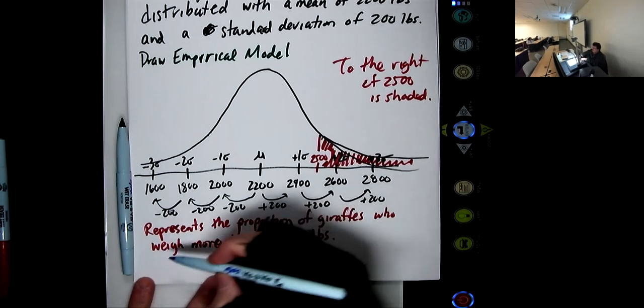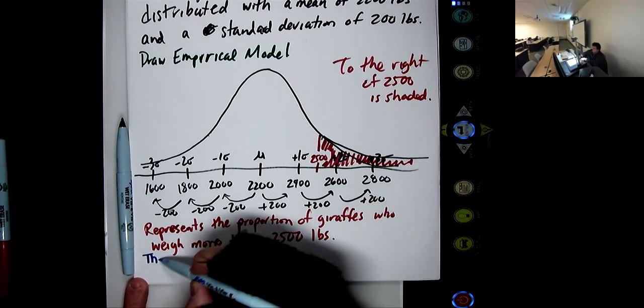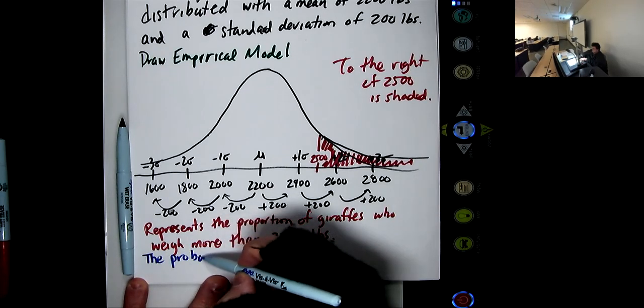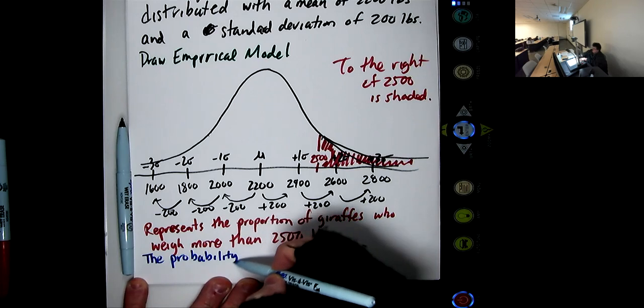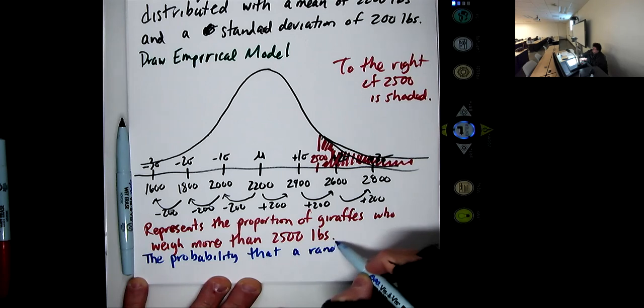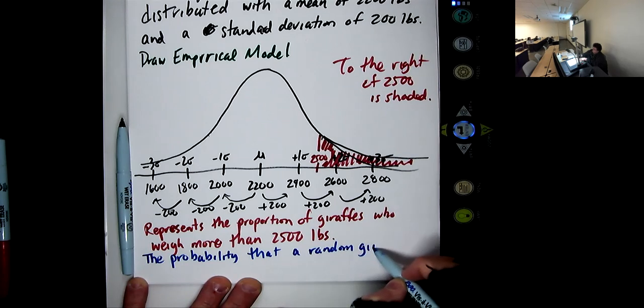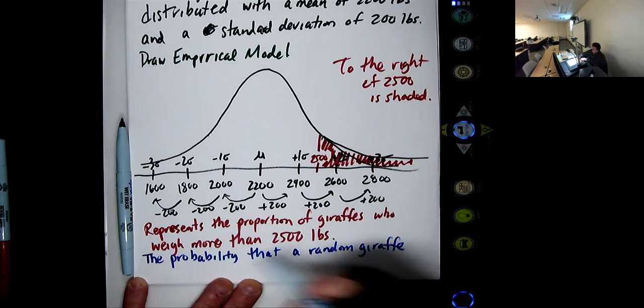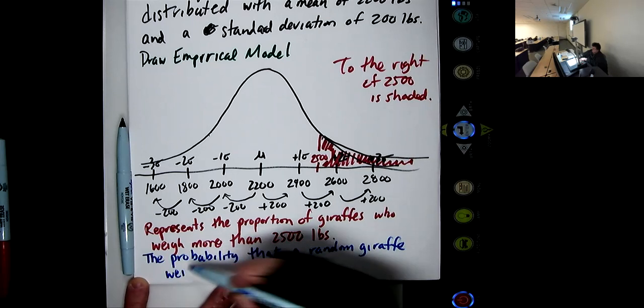The other option we could say it's the probability that a random giraffe weighs more than 2,500 pounds.